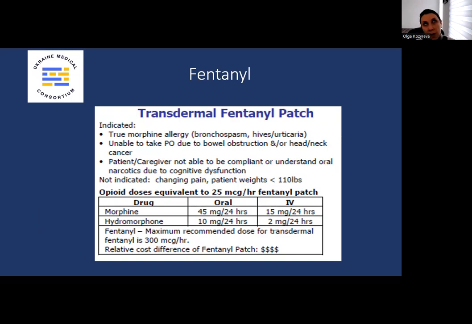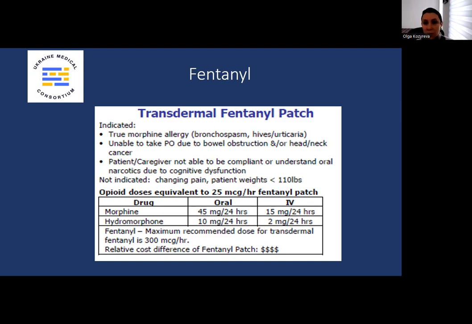So we sometimes use fentanyl when a patient is not able to understand the difference between short-acting and long-acting medication. It can be due to cognitive dysfunction, or it could be due to a language barrier. For the elderly, we also use the fentanyl patch. And again, if a patient has no fat, we usually try to avoid fentanyl, or instruct the patient to put it on an area with some residual fat.